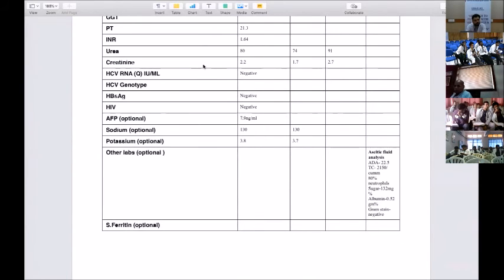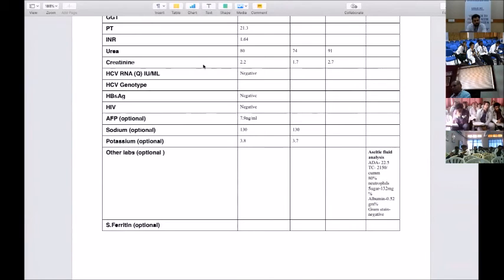Ascitic fluid analysis shows SAAG of 22.5, total count of 2,150, which are 80% neutrophils, sugar of 132 mg%, albumin is 0.52 gram%, negative for gram stain. His culture sensitivity report is still awaited.